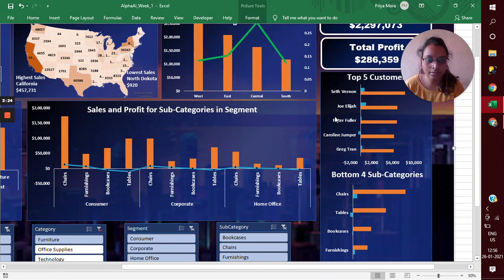And these are the top 5 customers who are making a good amount of sales. In a business, it is very important to engage the customer to buy more and more products. If we provide special coupons and good deals based on their past purchase history, we can retain the customers without their churn. These are the bottom 4 subcategories which are making very little profit.